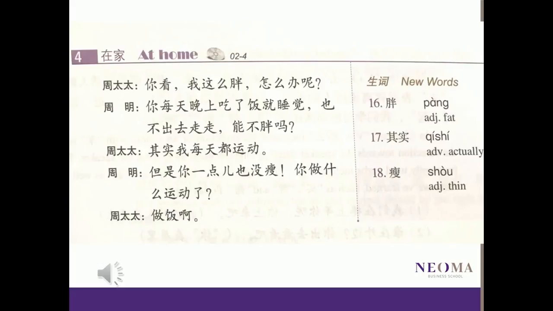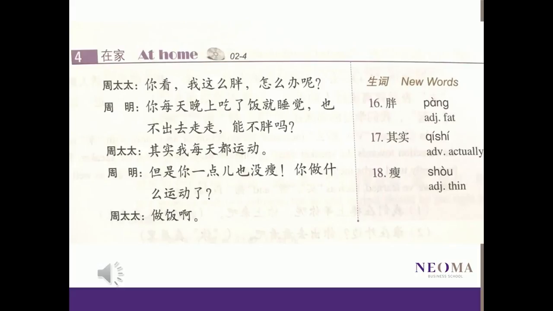你一点儿也没瘦, 没瘦 didn't get thin. 瘦 can also be a verb in this sentence. 但是你一点儿也没瘦，你做什么运动了？做什么运动？ Do what activity? So what kind of exercise, what kind of workout you've been doing? Instead of saying 运动, 健身 is more popular in China because it means workout. That's a new word that emerged in recent years. 周太太 says, 做饭啊。So I think this is a joke. Cooking meals. You don't actually consider that a workout, right?